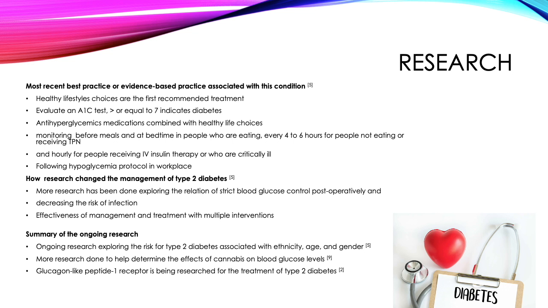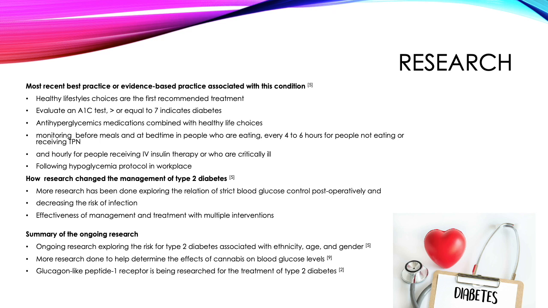So what is the most recent best practice or evidence-based practice with type 2 diabetes? Healthy lifestyle choices are the first recommended treatment. This includes a low-fat, low-sugar diet, increasing your vegetables, and increasing your exercise. I'm also going to evaluate the A1C test for diagnosing. Equal or greater to 7 indicates diabetes.